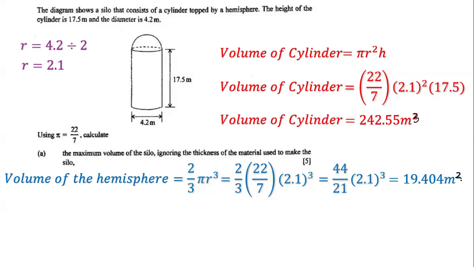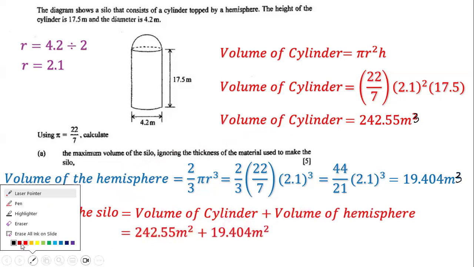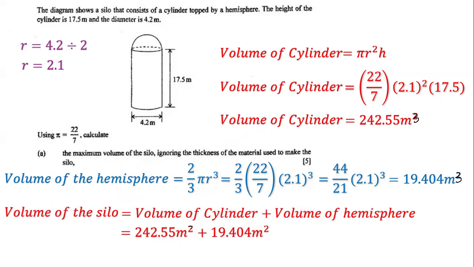So meters cubed, okay? And so now that we know the volume of the cylinder and the volume of the hemisphere, in order for us to figure out the maximum volume of the silo, we're going to add these two volumes. So we're going to say volume of the cylinder plus volume of the hemisphere. And that's going to be 242.55 meters cubed. So let's correct that, it's supposed to be to the third power, meters cubed. So we have 242.55 meters cubed plus 19.404 meters cubed.